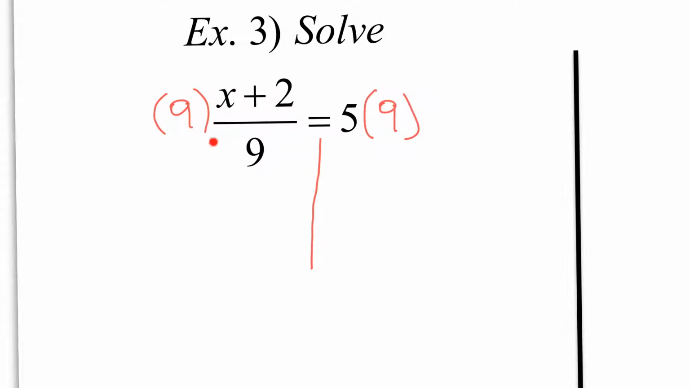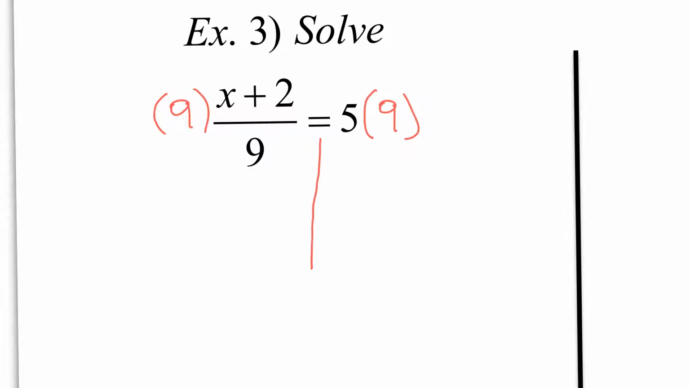Only one time, because this is on top of the fraction. So this is one term. It's only one fraction. It has x plus 2. So you just need to multiply by 9 one time. Do not multiply the 9 by 2, because it's not separate from the fraction. It's actually part of the fraction.